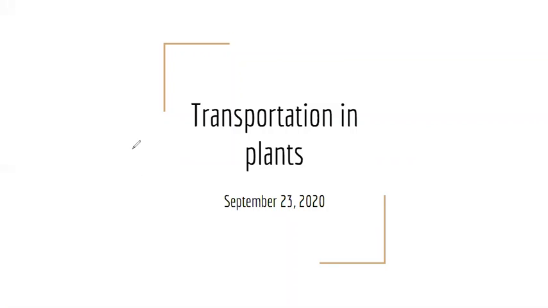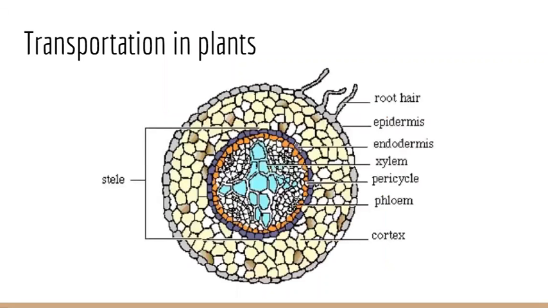Hello guys, today we're going to talk about transportation in plants. A major structure in transportation is the vascular bundle. In plants, transportation of food, water, minerals, even waste materials takes place through special tissues called vascular bundles or vascular tissue.